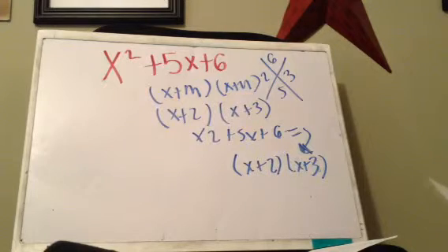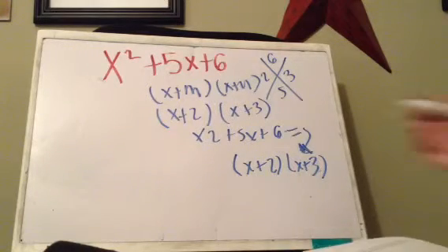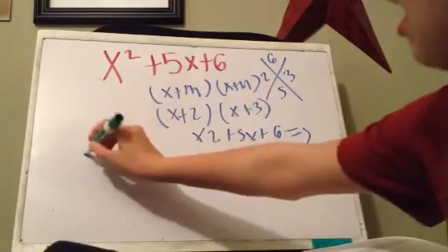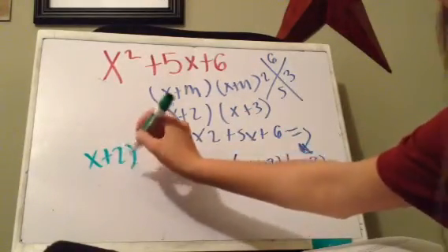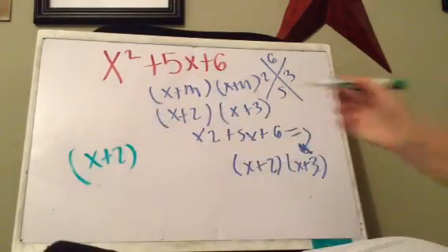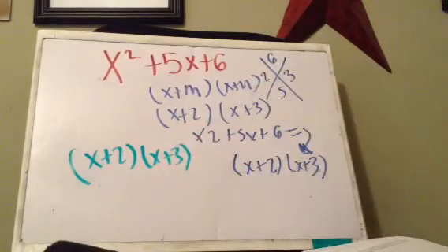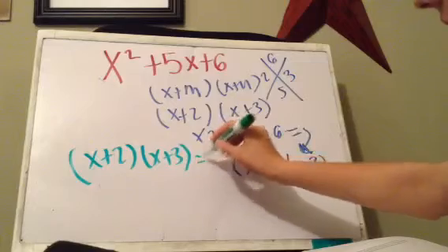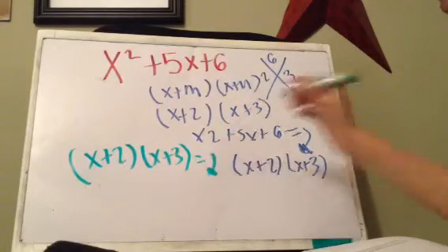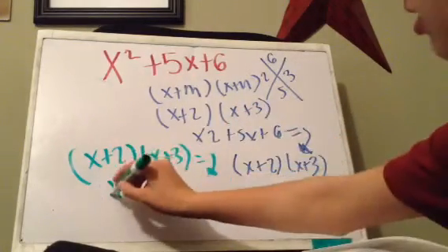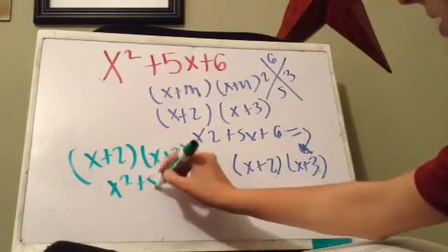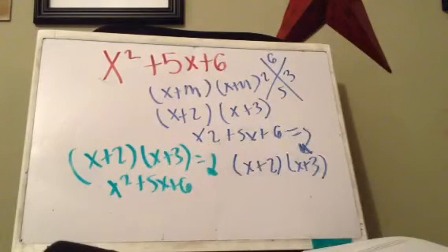So if I wanted to check this, let me get a different marker just so you can see the work. So for this one, you would do x plus 2 and x plus 3. And then I'd do equals x squared plus 5x plus 6.